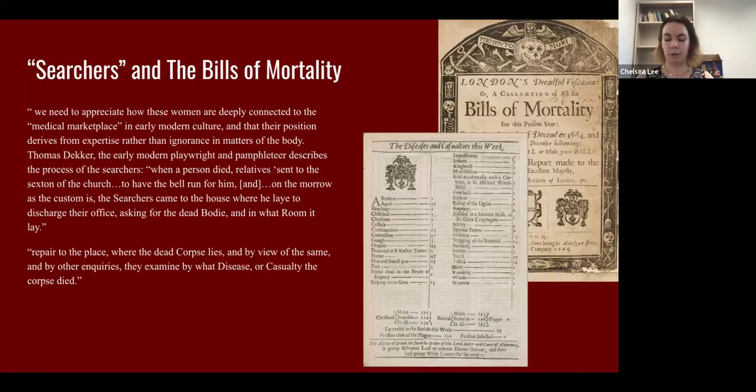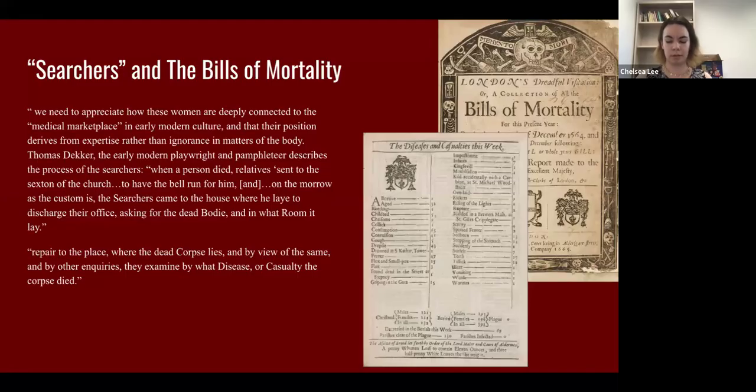Although their data was far from perfect, as early as 1662, with John Graunt's analysis of these bills, these women were put down as inherently unreliable because of their lack of sanctioned medical training and education.